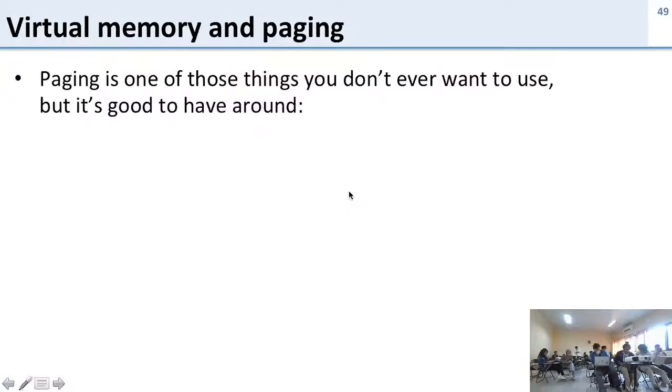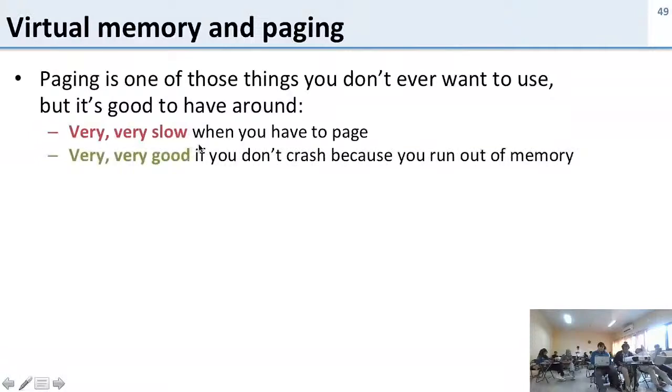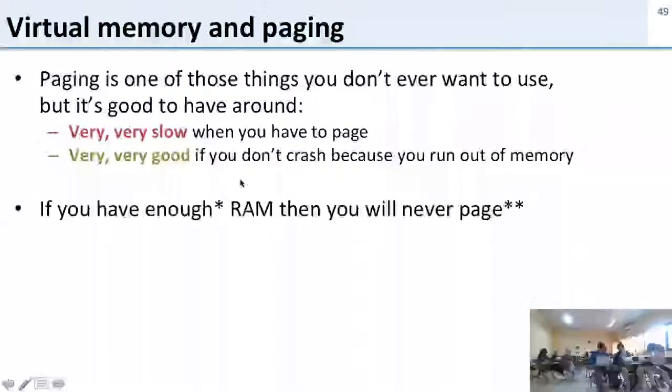So, virtual memory and paging. Paging is one of those things you don't ever want to use, but it's good to have around. Why is that? Well, it's very, very slow. So if you have to page out something, it's going to hurt you a lot, but it's very, very good to not crash. So if we didn't have virtual memory, we'd crash if we ran out of memory, we'd have programs corrupting each other, all sorts of things. So paging in virtual memory is very important, but it's very painful.